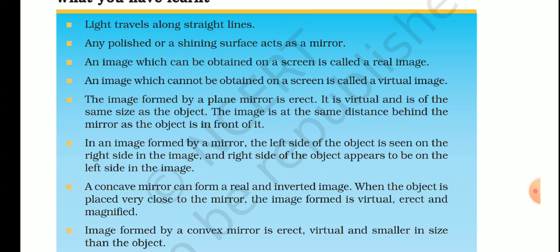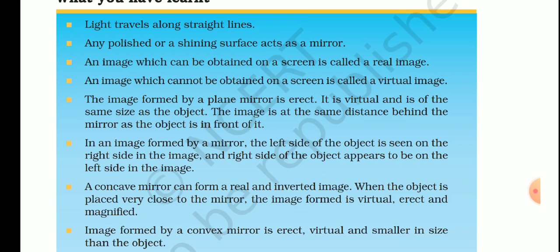The image formed by a plane mirror is erect, it is virtual and is of the same size as the object, and the image is at the same distance behind the mirror as the object is in front of it. Very important, this point concludes the properties of a plane mirror. Again, the image formed by the plane mirror is erect, meaning in the same direction as the object, and it is virtual, meaning it cannot be obtained on a screen, and is of the same size as the object. Very important, it is not magnified, neither is it small in size, or you can say diminished. The image is at the same distance behind the mirror as the object is in front of it.